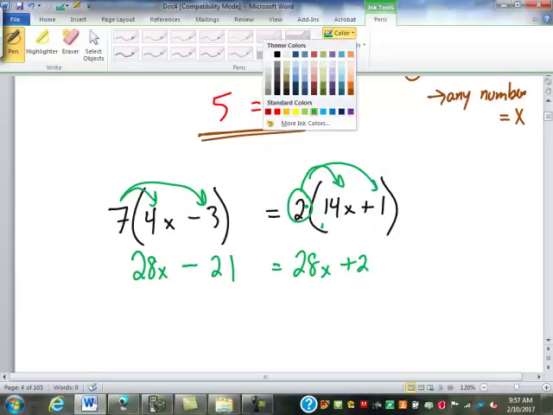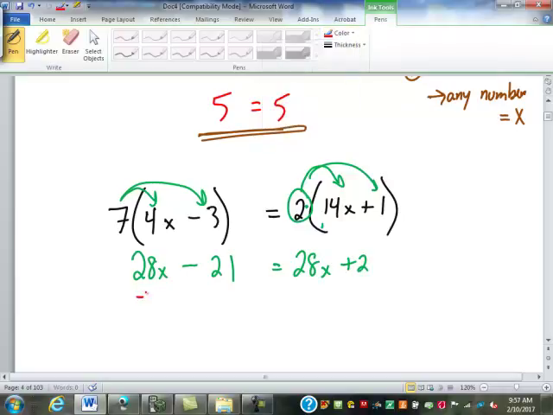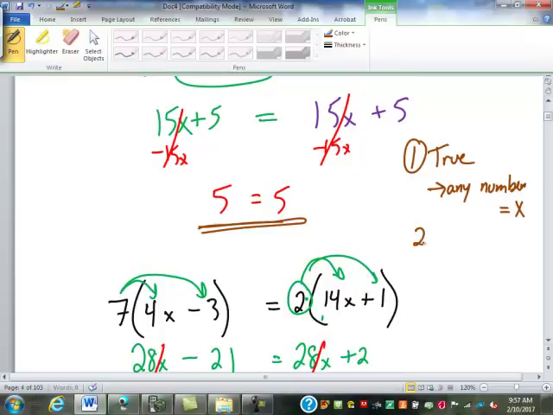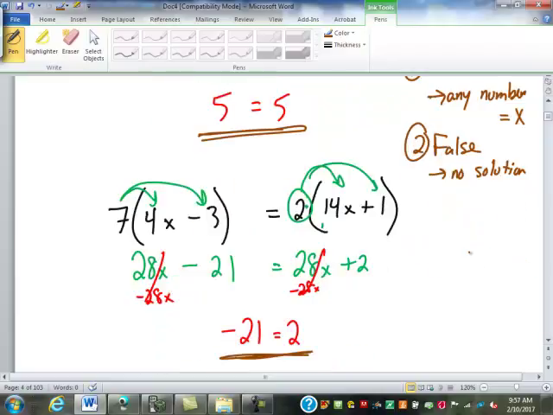Positive 2. So of course when we go to solve this, we try to get rid of one of the variables. The x's disappear. This time, however, we're left with negative 21 equals 2. Is that true? No, it is not. So the second possibility is it's false, or it's not true. So that means there's no solution. There is absolutely no number we can put in here for x that'll make this true.